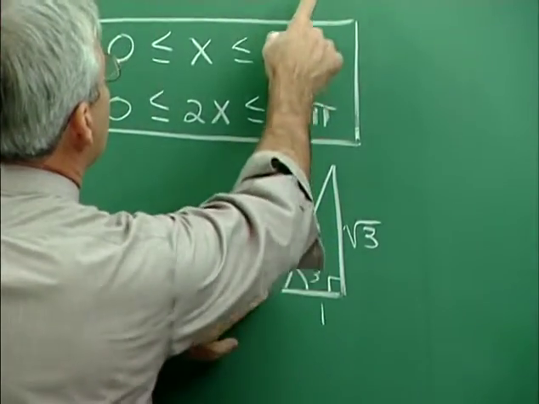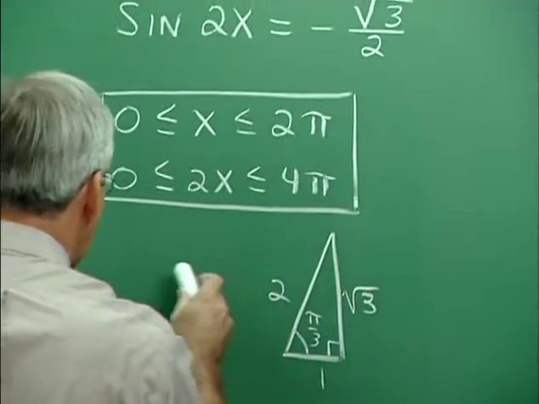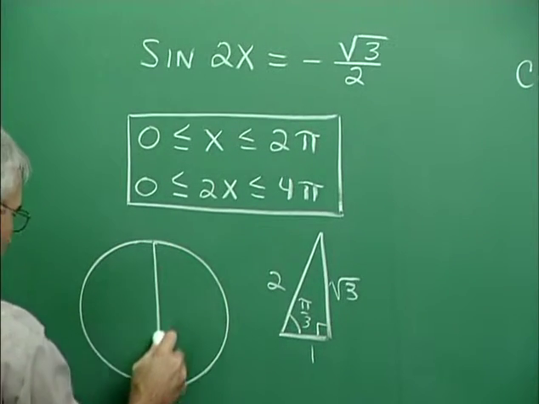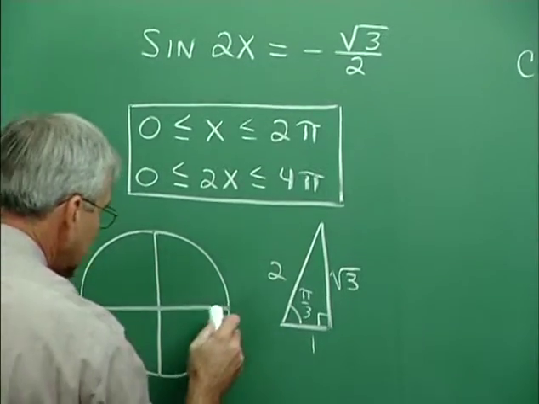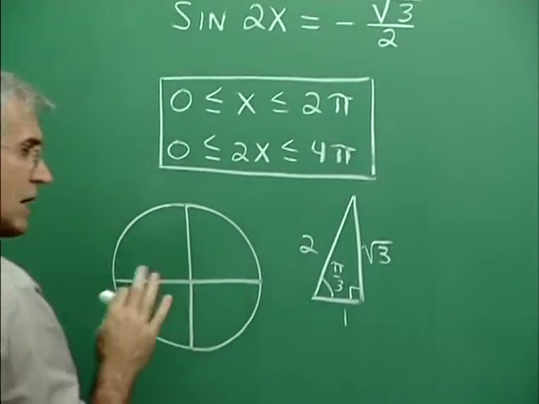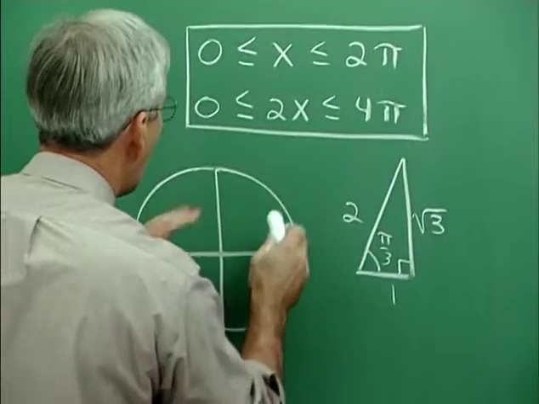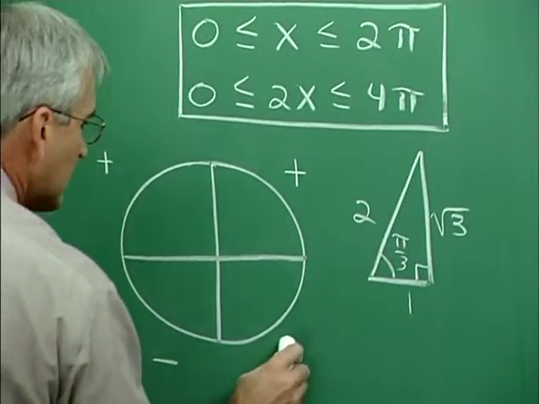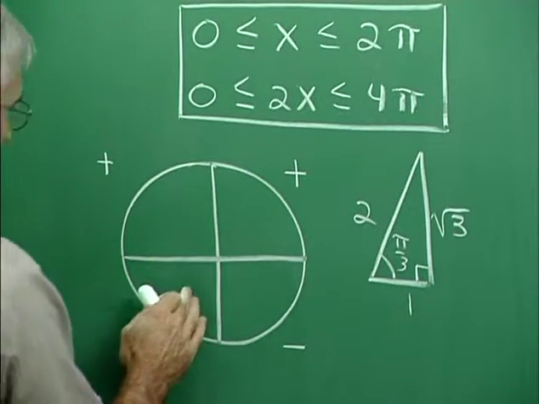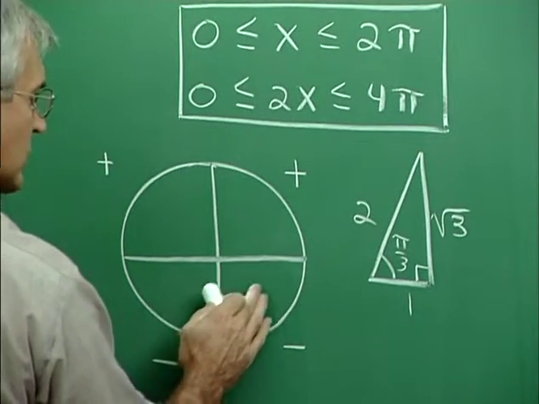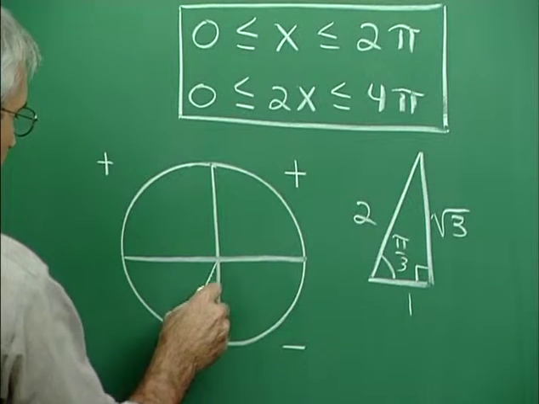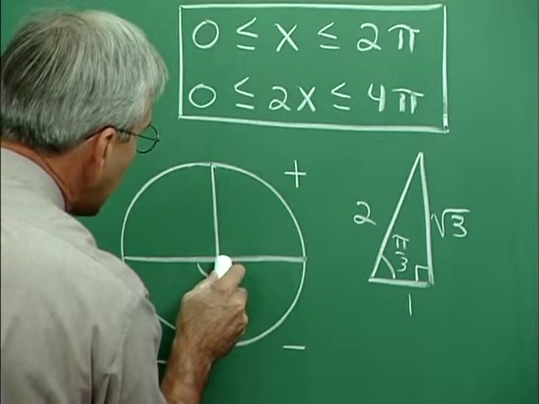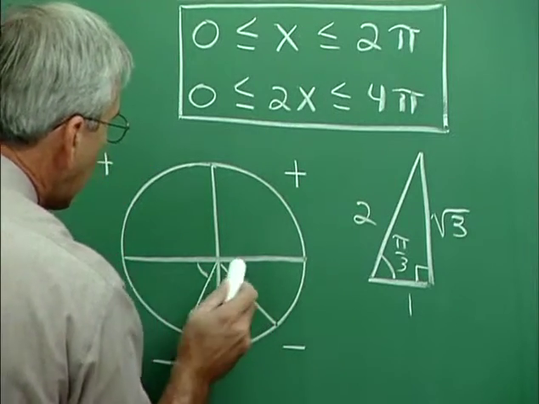Now, I've got a negative value here, so I have to think about where I am in the coordinate plane. All right, now let's see, the sine goes with y. All right, y is positive in these two quadrants but negative in these two. So I've got reference angles that appear in these two quadrants, and those reference angles are pi over 3. So here's a reference angle of pi over 3 in the third quadrant, and here's a reference angle of pi over 3 in the fourth quadrant.